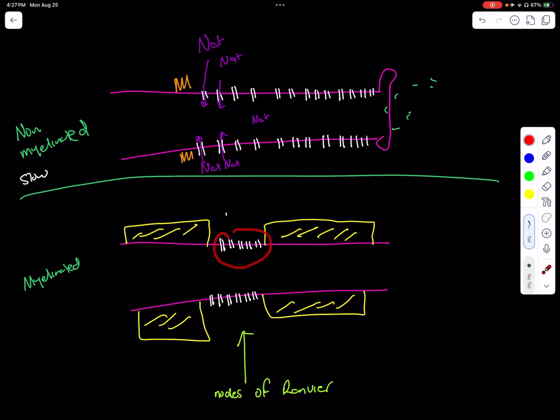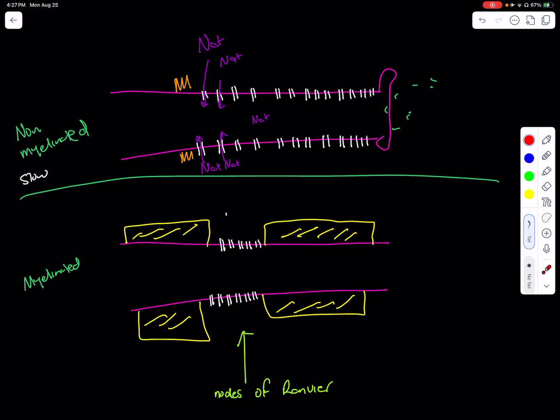Well, in the nodes of Ranvier, we have a high concentration of these sodium channels. Now, there's also the potassium channels and everything else that we've talked about with an action potential. Okay, so those all still exist. We just kind of focus on the sodium channels because sodium influx is what leads to that depolarization. But if you think about it, we have to have repolarization to occur. Otherwise, what's the point?